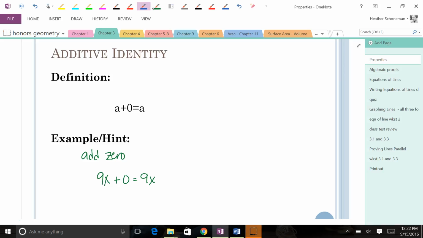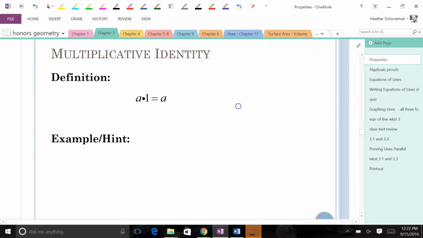Now when I multiply, if I multiply by 0, that's going to change the value. But what can I multiply by to not change the identity? 1. So the multiplicative identity says I can multiply anything by 1 and it doesn't change the value. So if I take 4 and multiply it times 1, I will still get 4. It doesn't change the value. So the identity is what you can do to something to not change the value.